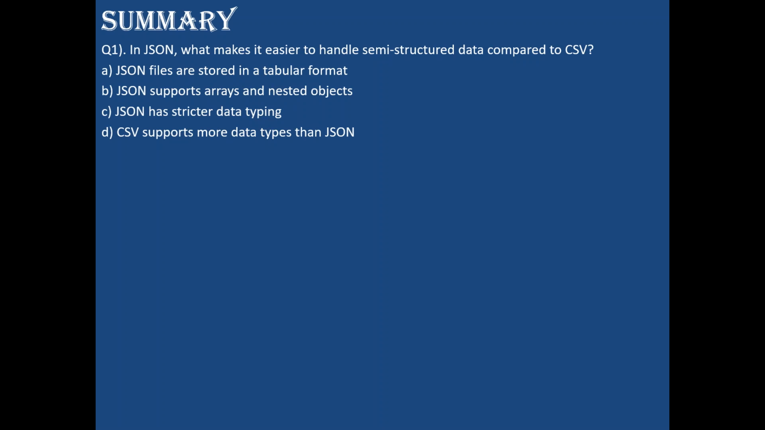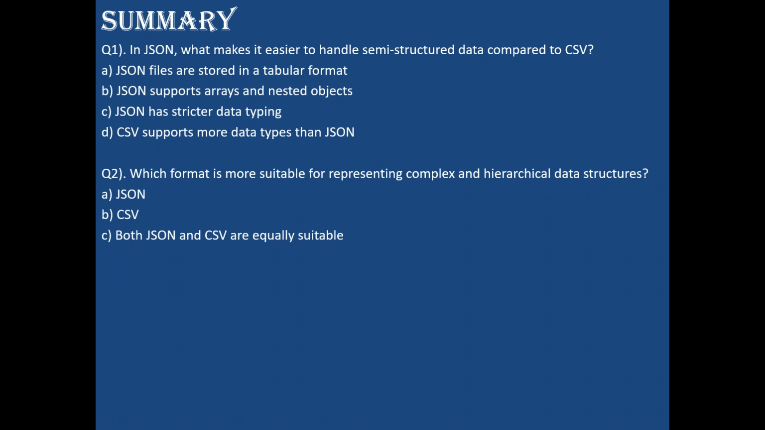Maybe inside a department, under CSC, you have A section, B section, C section. So we have a hierarchy, right? Something nested that you can put. So answer B is correct. Which format is more suitable for representing complex and hierarchical data structures? The answer is A. JSON is best suited for complex and hierarchical data structures. So answer A is correct.